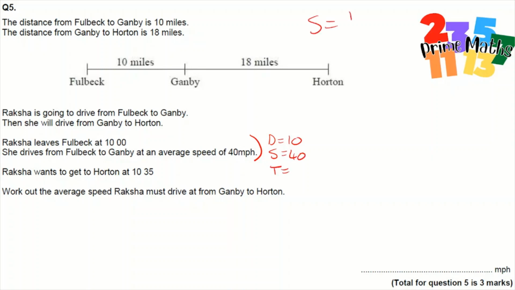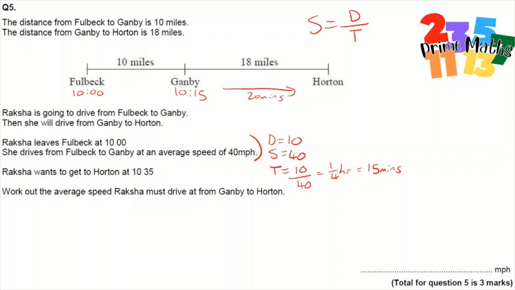We know that speed is distance divided by time, so we know that the time is our distance divided by our speed, which is a quarter of an hour. This is the same as saying 15 minutes. So she leaves Fulbeck at 10 o'clock and will arrive in Gamby at 10:15. It says that she wants to get to Horton at 10:35. This means that she has 20 minutes to travel the 18 miles from Gamby to Horton.